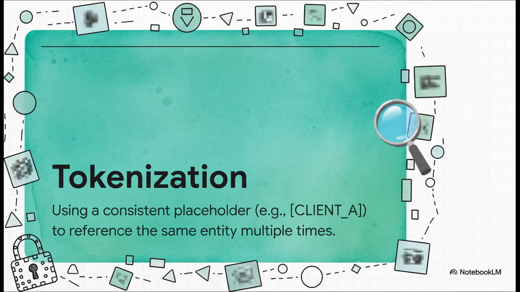So what if you need to talk about the same client multiple times in one long prompt? That's where tokenization is a lifesaver. All you do is assign a unique placeholder, a token, like client A. Then you use that same token every single time you refer to that client. The AI can then track the entire relationship and context of the conversation, all without ever knowing who client A really is.